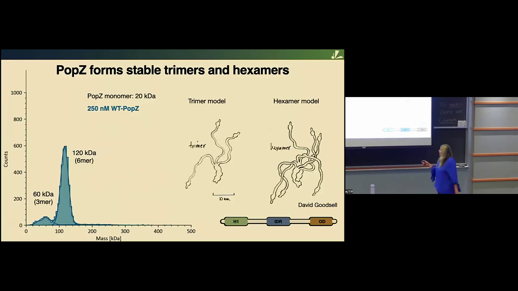And these are now drawings that we've made with David Goodsell, trying to illustrate how those trimers and hexamers look. So this is the oligomerization domain creating this coiled-coil region here with the disordered region reaching out for the client. Like that. And that's the hexamer organization of it.